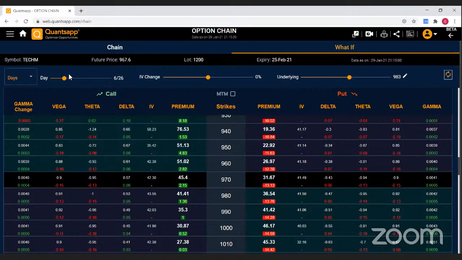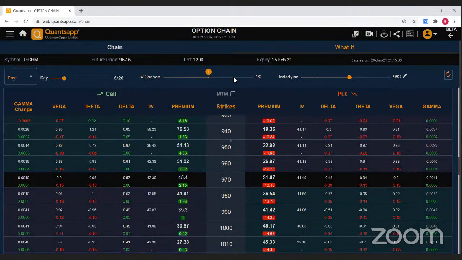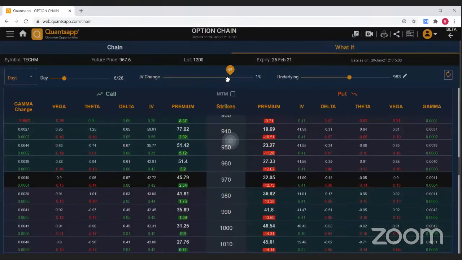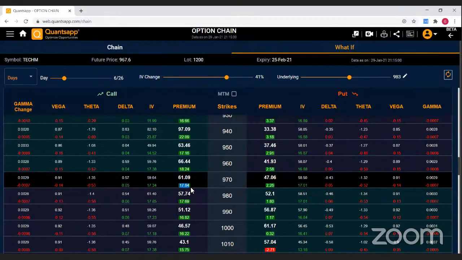So if I say 6 days, boss, we have created our own scenario. Now we are looking at the case where after 6 days the underlying is at 983, and this could be my payoff. And let's say IV increased by 40%. You can see the premium of ₹2 will go to ₹17. For both, you can see even the put option, which was negative till now, has increased. Now it's on the positive side. That is why looking into the IV is so important.